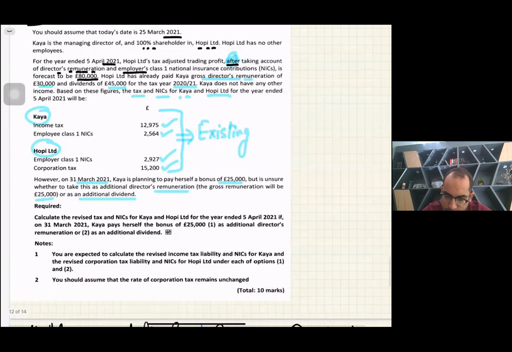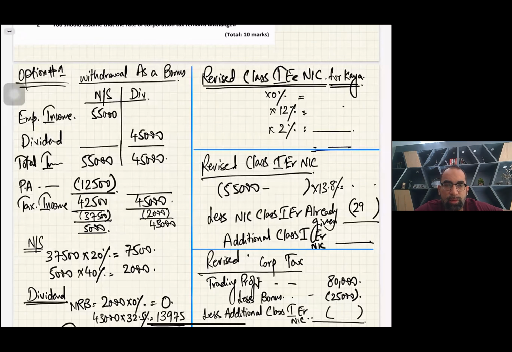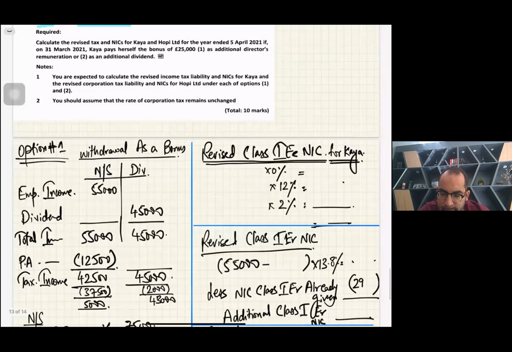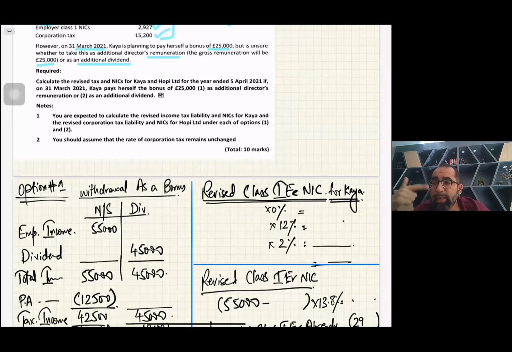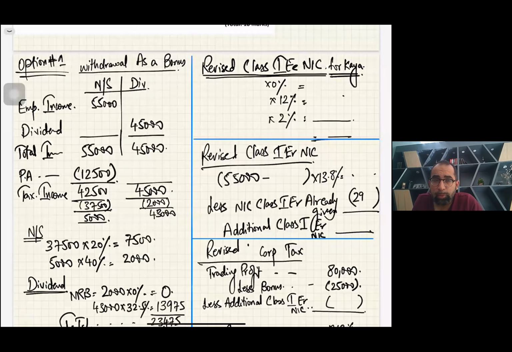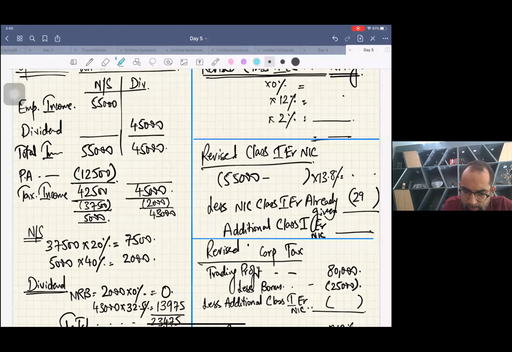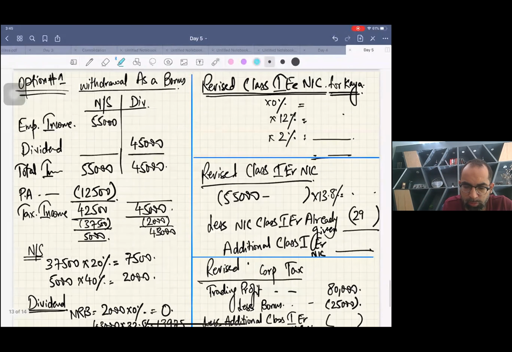Now listen. Look at here. What she asked is, you are expected to revise the income tax liability. We need to calculate income tax again, right from zero. So listen, I'm doing option number one. This is the last question, so please concentrate.